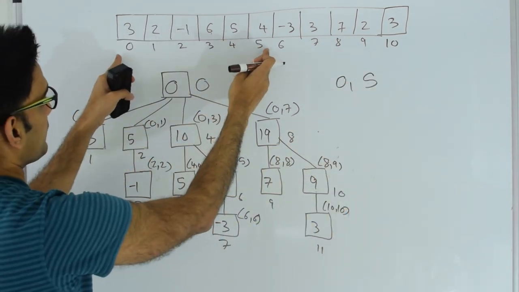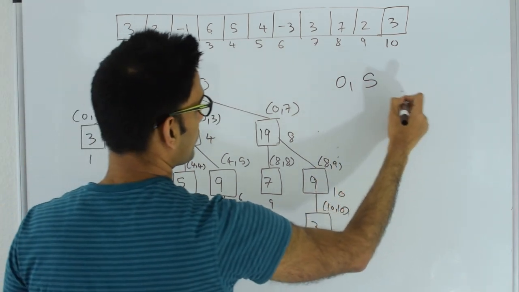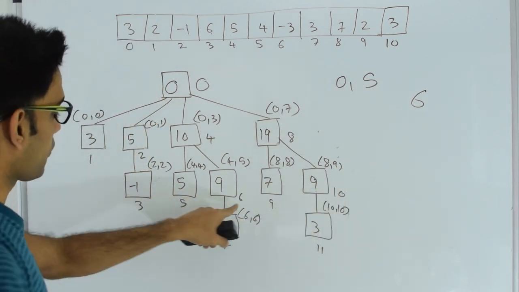So we want to get this prefix sum 0 to 5. To get the prefix sum, you have to start from node 6, because the end is 5, you start from 6. You go to node 6.